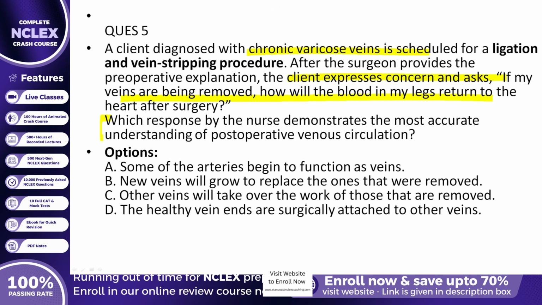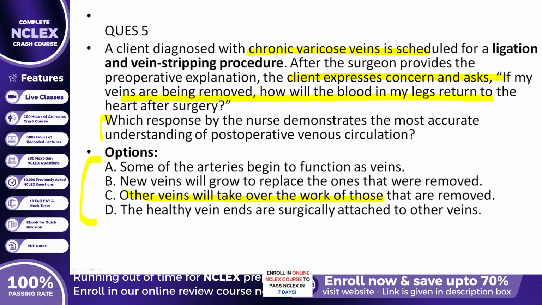The available options are: option A, some of the arteries begin to function as veins. Option B, new veins will grow to replace the ones that were removed. Option C, other veins will take over the work of those that are removed. And option D, the healthy vein ends are surgically attached to other veins. The correct answer is option C, other veins will take over the work of those that are removed.